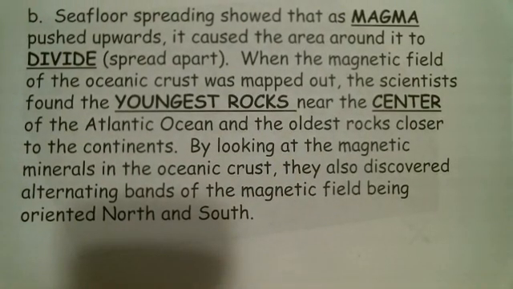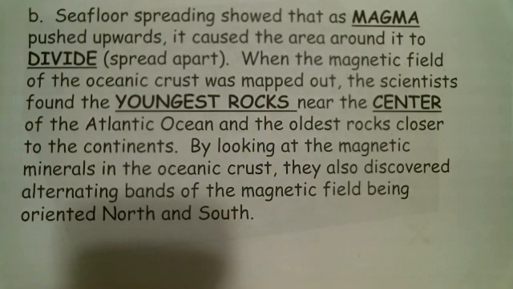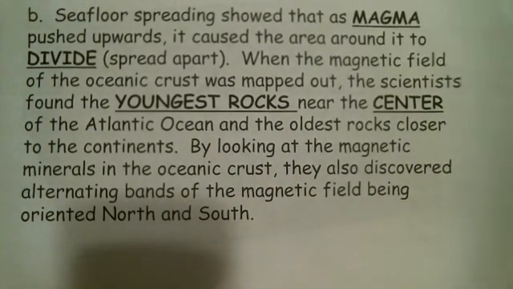Seafloor spreading showed that as magma pushed upwards, it caused the area around it to divide or spread apart. When the magnetic field of the ocean crust was mapped out, the scientists found the youngest rocks were near the center of the Atlantic Ocean and the oldest rocks closer to the continents. By looking at the magnetic minerals in the ocean crust, they also discovered alternating bands of magnetic field being orientated north and south.